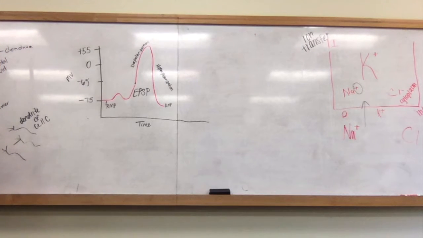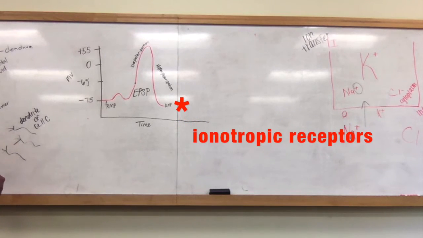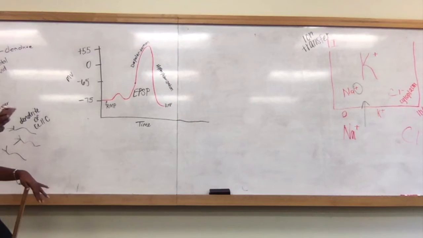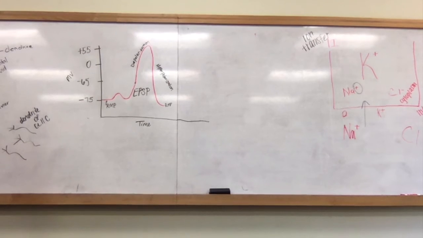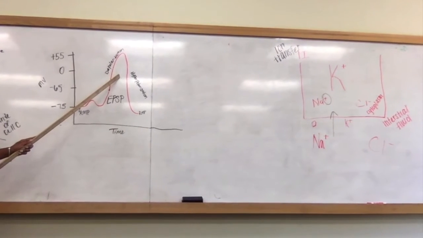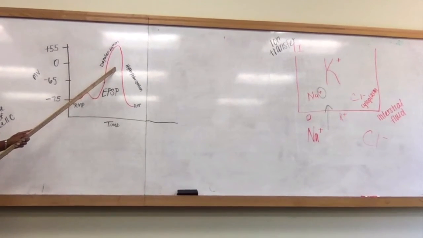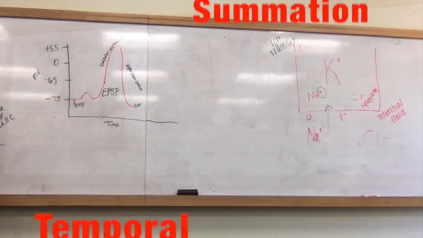EPSPs are created when ionotropic receptors located on the dendrites of cell B are open due to the presence of the neurotransmitter binding. When there are a lot of neurotransmitter molecules, summation of EPSPs occurs, adding more positivity into the cell to reach the threshold of excitation. This process is known as temporal summation and initiates an action potential.